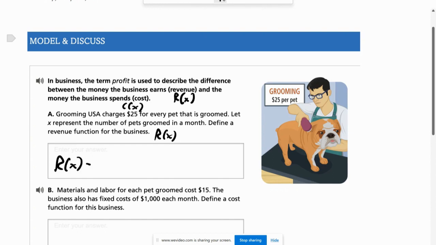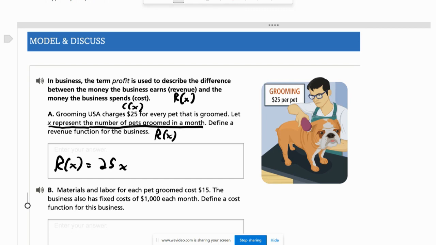So we'll start with the revenue function R of X. Grooming USA charges $25 for every pet that is groomed. Let X represent the number of pets groomed in a month. So if it's $25 for every pet groomed, then if we groom one pet, we make 25, two pets, we make 50, so on and so forth. And sometimes building a little table can help you get the ideas down in your head about what's going on.